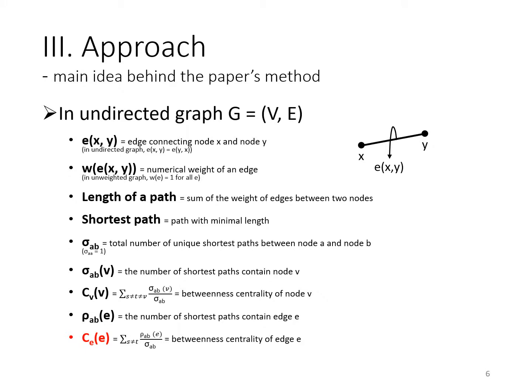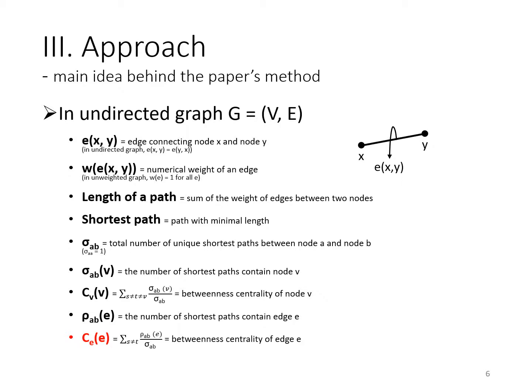Let's move on to the approach to explain the main idea behind the paper's method. In undirected graph G, each of the following functions has the following meanings. First, E means an edge connecting node X and node Y. W means the numerical weight of an edge. The length of a path means the sum of the weights of edges between two nodes. And the shortest path means the path with minimal length.